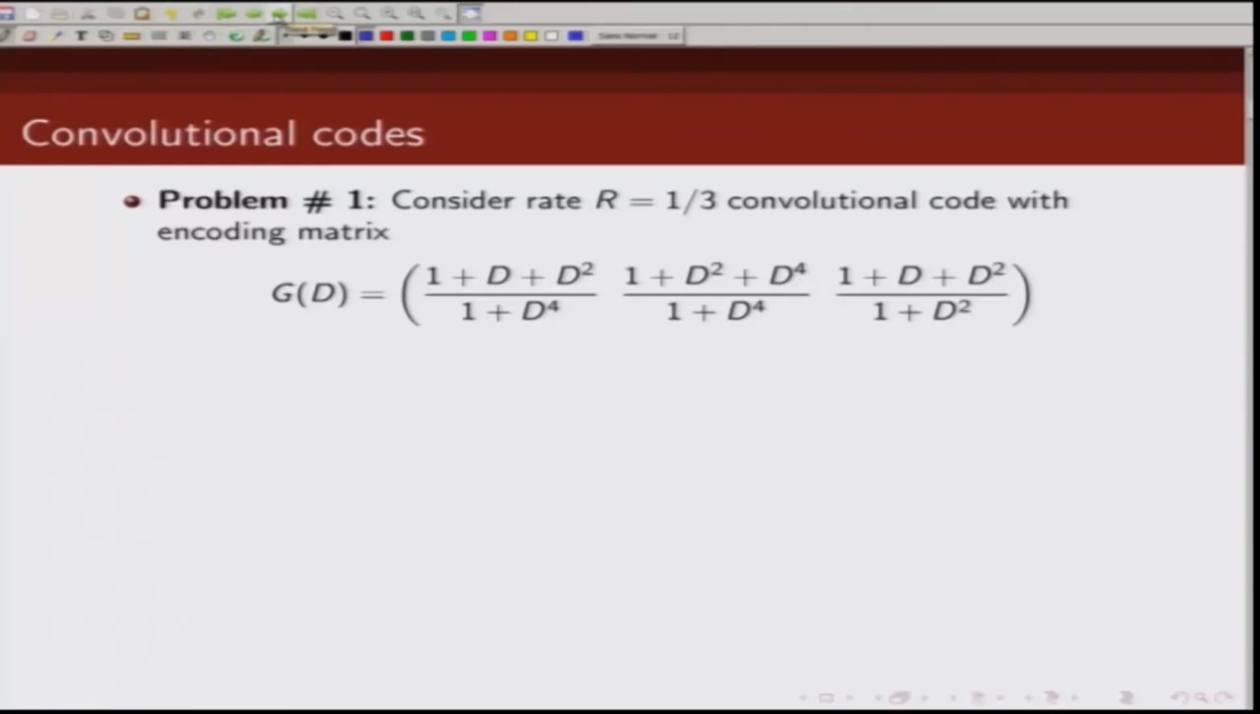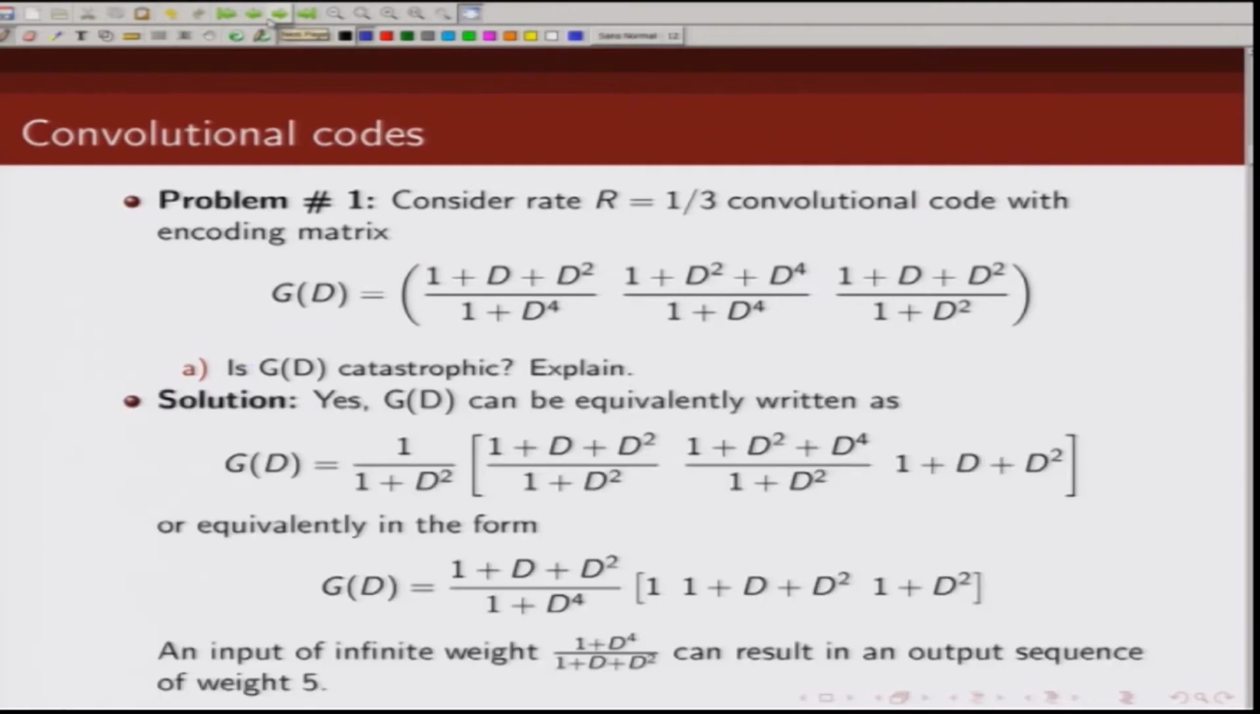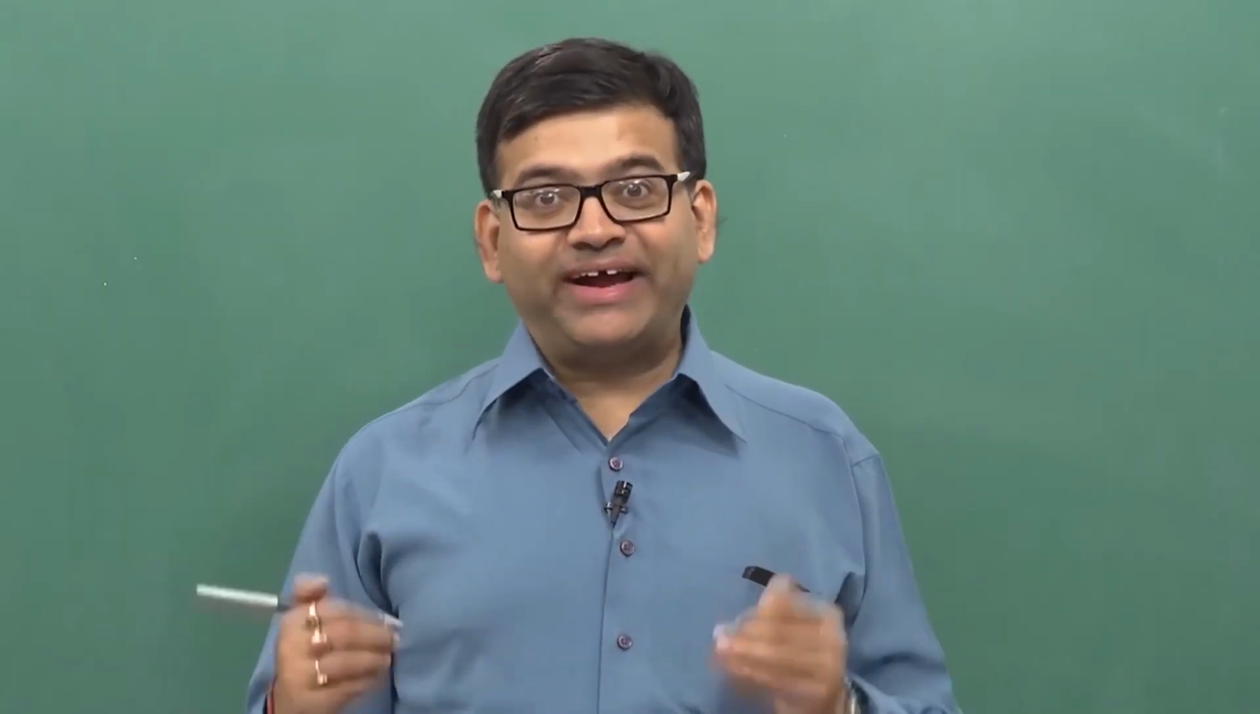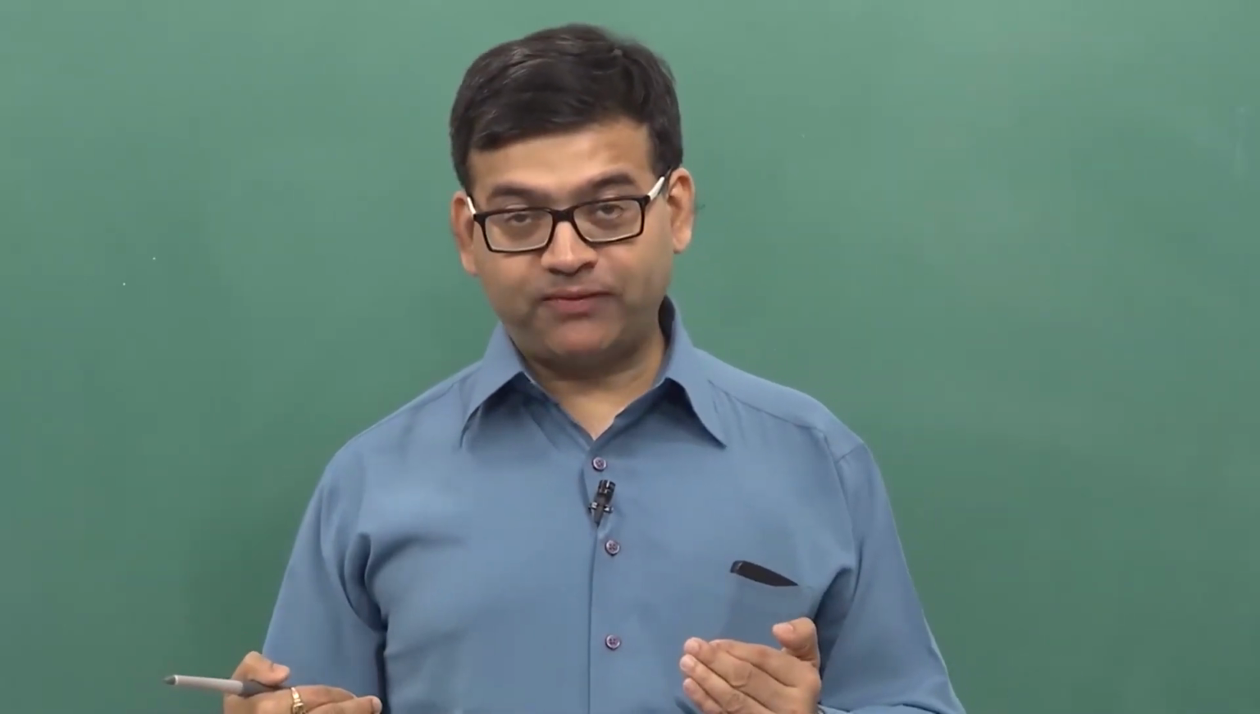So, the first question is, you are given a rate 1/3 convolutional code with generator matrix G of D, which is given by this. The first question is, is this a catastrophic encoder? Will an encoder which has a generator matrix like this result in a catastrophic encoder? If you recall, what is a catastrophic encoder? A catastrophic encoder generates a finite weight output corresponding to an infinite weight input sequence.